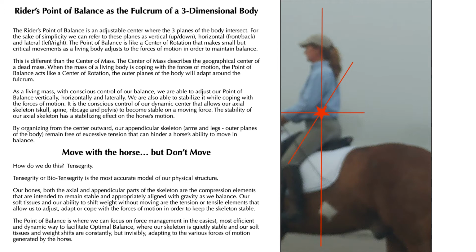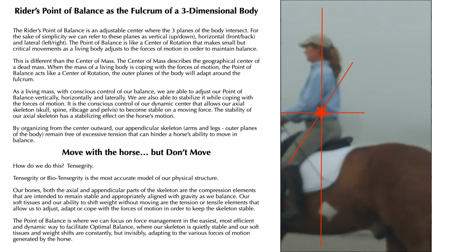But the photo with the three lines and the star is basically describing the point of balance, which is different than the center of mass. Point of balance is a movable, kind of like a center of rotation that the body organizes around. The point of balance describes where the three planes of a three-dimensional body intersect.